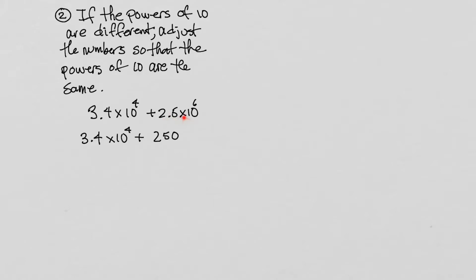Right, now we're going to back it off 2. Here's our 2, and that'll take us down to 10 to the 4th. All right, now we're in good shape. We've got 2 powers of 10 that are both the same, so we can just add these decimal parts. So what we're going to look at here is 3.4 plus 250 times that common power of 10.